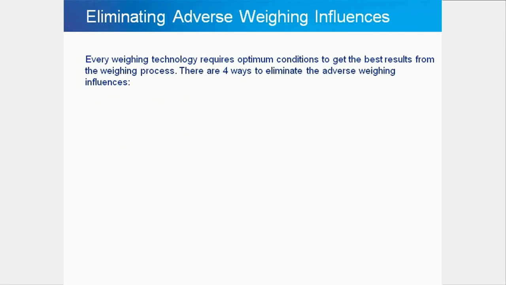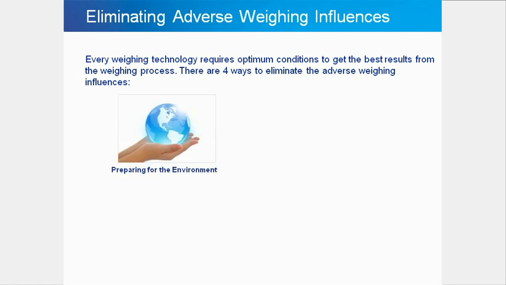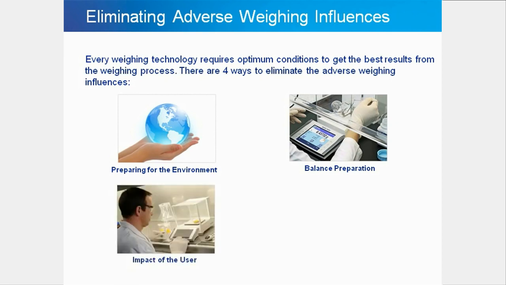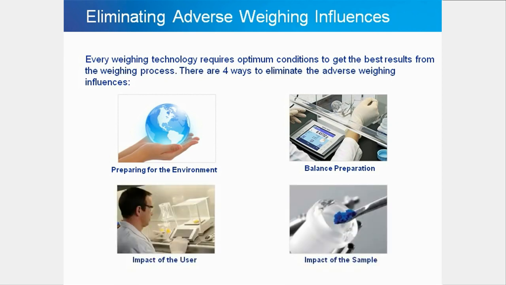Even the most advanced weighing technology requires optimum conditions to get the best out of your weighing processes. To eliminate adverse weighing influences, there are 4 ways. These are preparing for the environment, balance preparation, reducing impact of the user, and reducing impact of the sample. You will learn more about each of these in the upcoming screens.